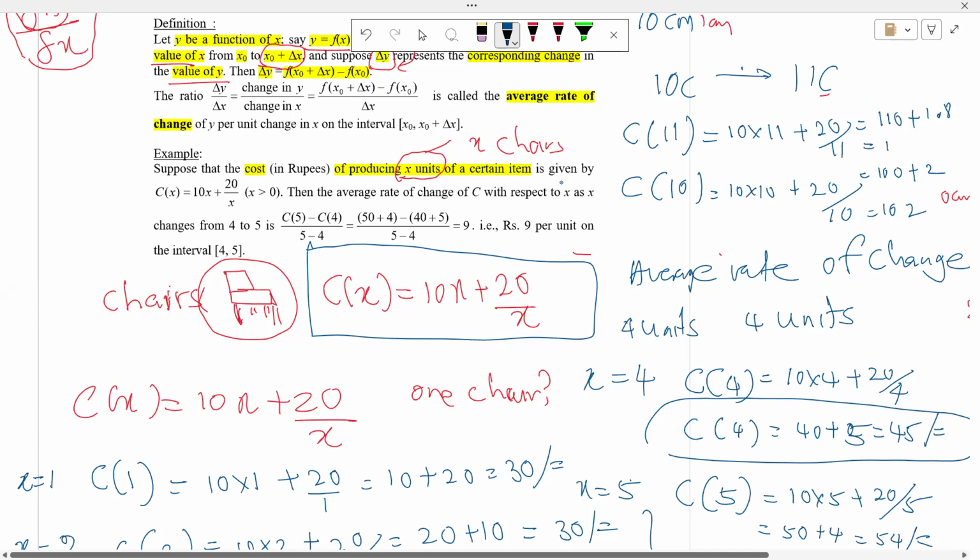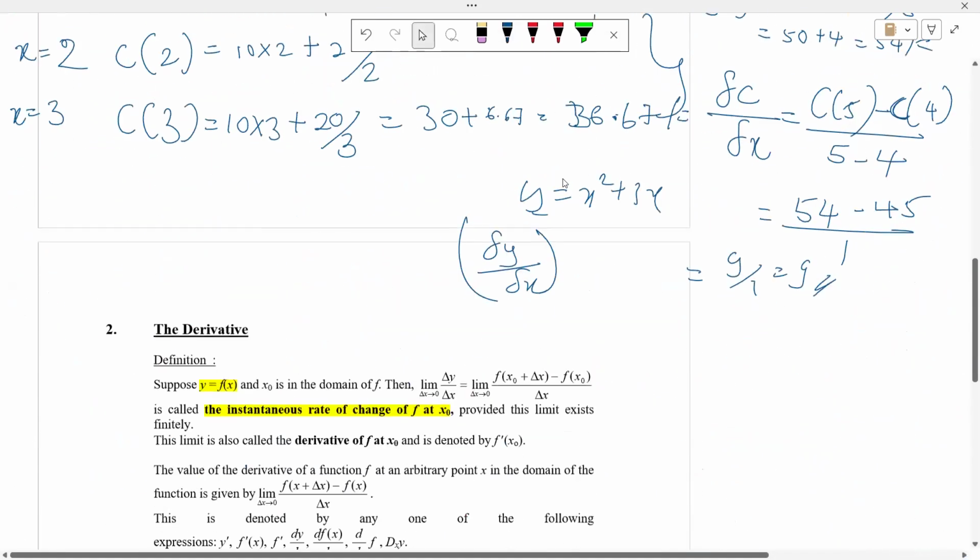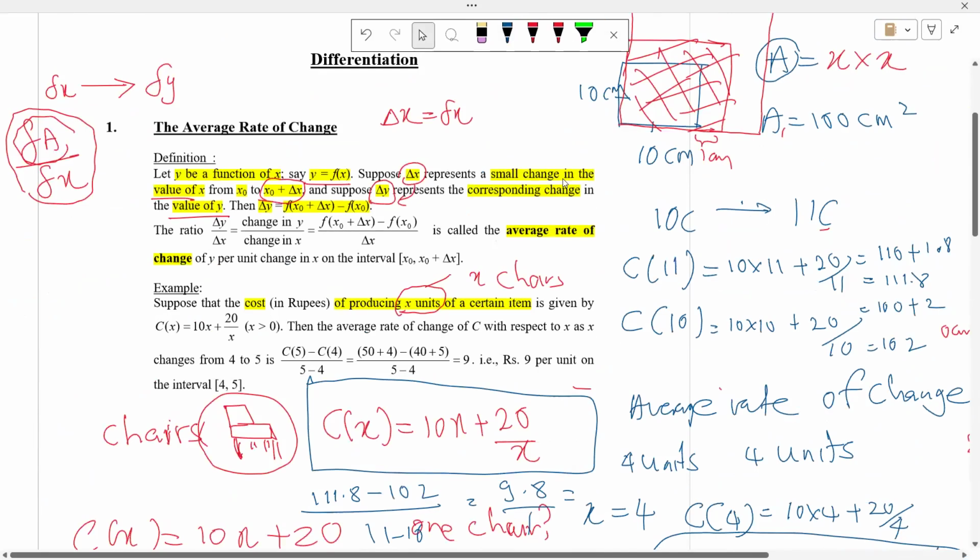Here, 110, maybe 111.8. So the manufacturing cost change is C11 minus C10, 111.8 minus 110, divided by 11 chairs minus 10 chairs, 1 chair, right? So the value is 9.8 over 1, right? That is the average rate of change. So average rate of change means you need to find the value over a particular interval, right? Similarly, just think about y equal to x squared, right? Then you can easily understand, right? Just think about it, wait.